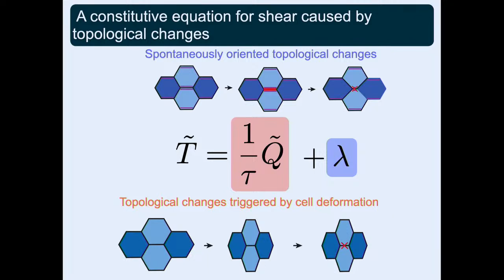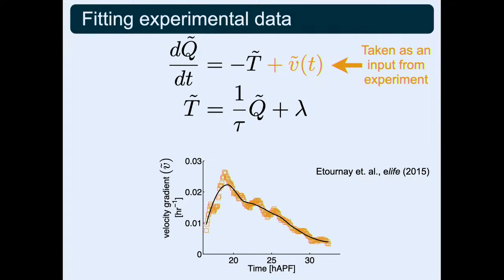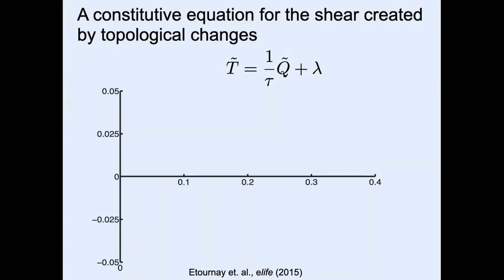So if this is the model, can we explain what we see experimentally? So let us see. We have these two equations, but we have two equations and three unknowns. So what we'll do for the moment, we don't know how the flow field is generated so far. So we will take it as a fit parameter from the experiment and try to see if we can understand how the T1 transition behaves. So this is our relationship. This is the T axis, this is the Q axis. We are plotting T versus Q.